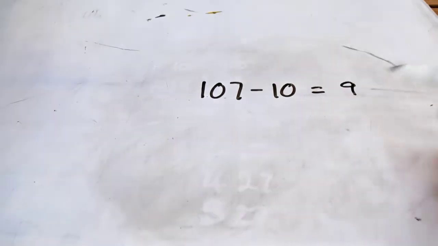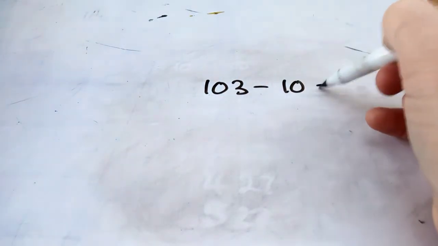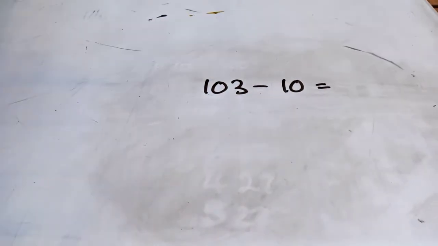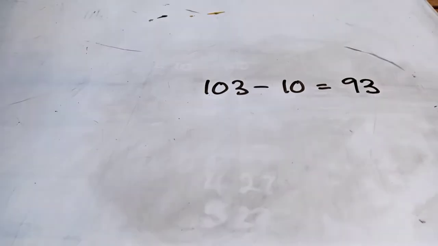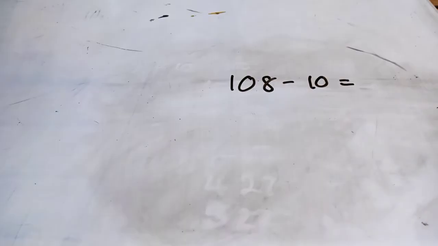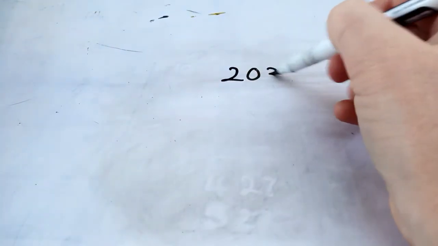It's going to be in the 90s, isn't it? Well done, it's 97. If I said 103 take away 10, what would that be? Yeah, it's going to be in the 90s, and it's going to end in 3. Well done. If I said 108, take away 10. Can we do this quickly now? Well done, it's 98. Right, let's just do that trick with 203.